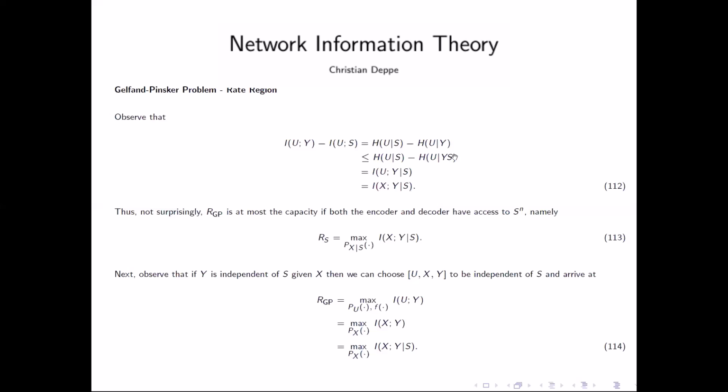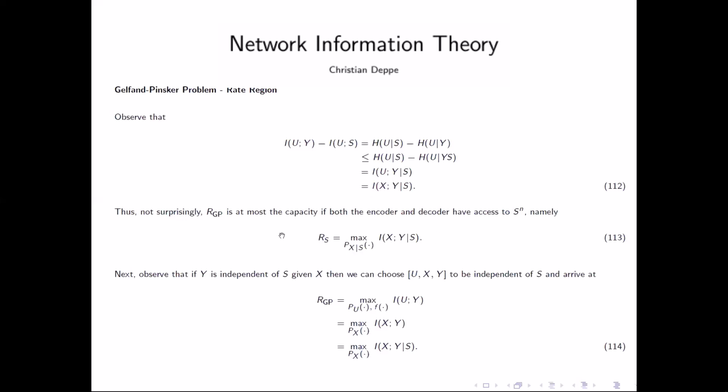But what does it mean? This means that the decoder also has access to S, because we add the S here somehow. And so if you look at the formula now, we really get an equality if the encoder and decoder have access to S, because then these two entropies are the same. So then we get this formula: the rate is equal to the maximum over the conditional probabilities of X under the condition S of the mutual information of X and Y under the condition S.